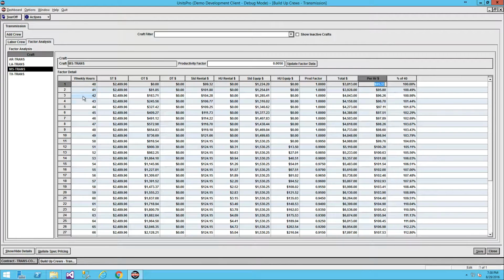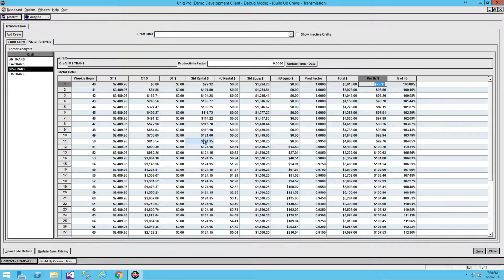As we now increment hour for hour, our standard straight time is not going to change, but we'll start incurring more and more overtime. Our rentals will continue to go up, as will our equipment. And we'll see our cost per hour increasing. Once we get to 50, we start decrementing our production by 0.5% productivity per man hour due to the increased working hours. So we're going to assume that our folks are going to work a little bit less as they work more hours in a week.